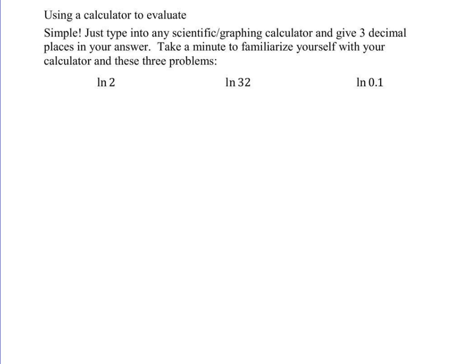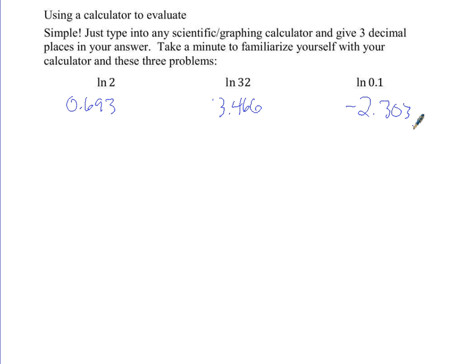So what is the natural log of 2? 0.693. Yeah? What is the natural log of 32? 3.466. And what is the natural log of 0.1? Negative 2.303. Okay? Is everybody good with all those?